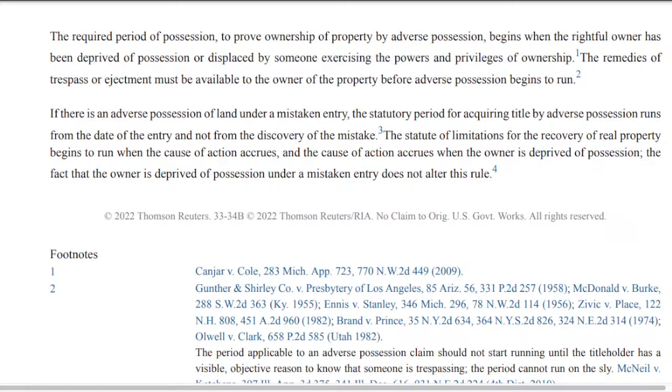The remedies of trespass or ejectment must be available to the owner of the property before adverse possession begins to run. So, if there is an adverse possession of land under a mistaken entry, the statutory period for acquiring title by adverse possession runs from the date of entry and not from the discovery of the mistake. Again, you're correct.